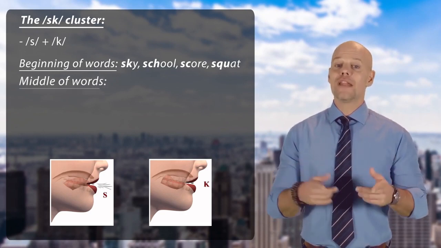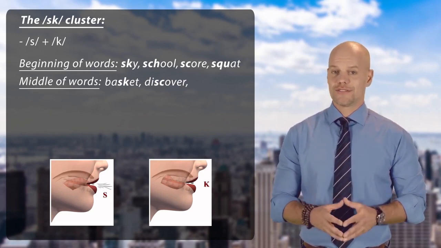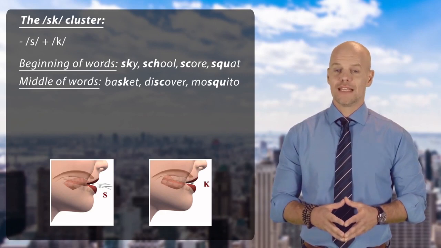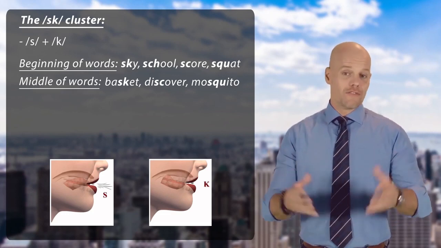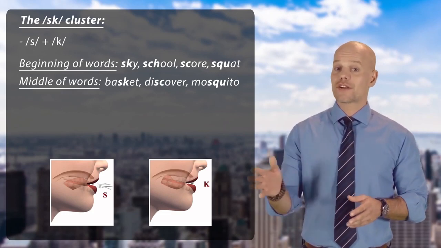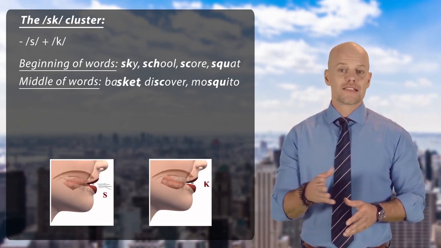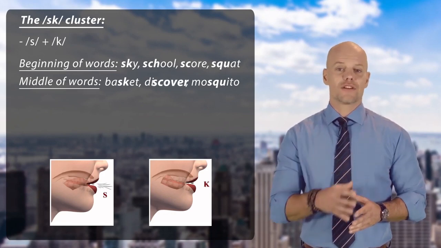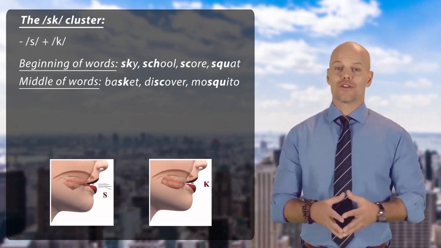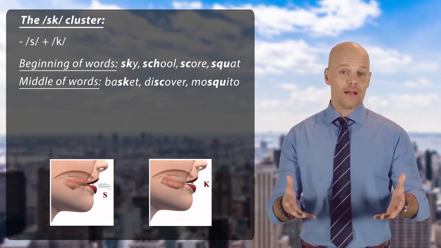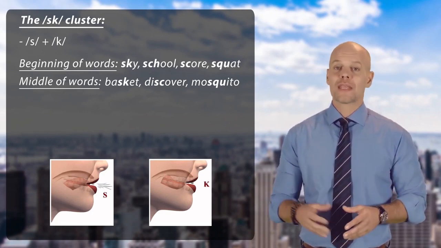The sk in the middle of words. Basket, discover, mosquito. If you find it difficult to say the sk in the middle of words, then do the following. Cut off the first syllable so that the s becomes the first sound of the word. Skit, cover, mosquito. And practice saying these half words. When you can do this well, then add the first syllable and practice saying the whole word.